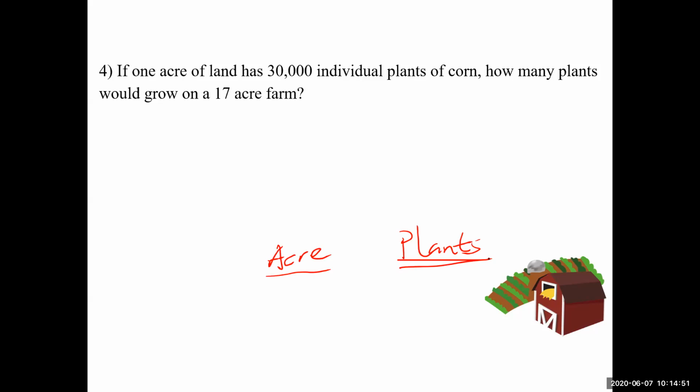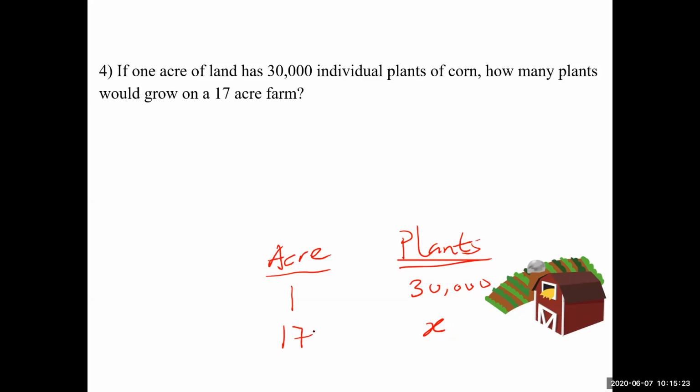Now, it says 1 acre of land. So 1 acre of land goes for 30,000 individual plants. Okay. Now, how many plants would grow on a 17-acre farm? I don't know how many plants there are, so I will say that is X. Okay. And then I have 17 right here.